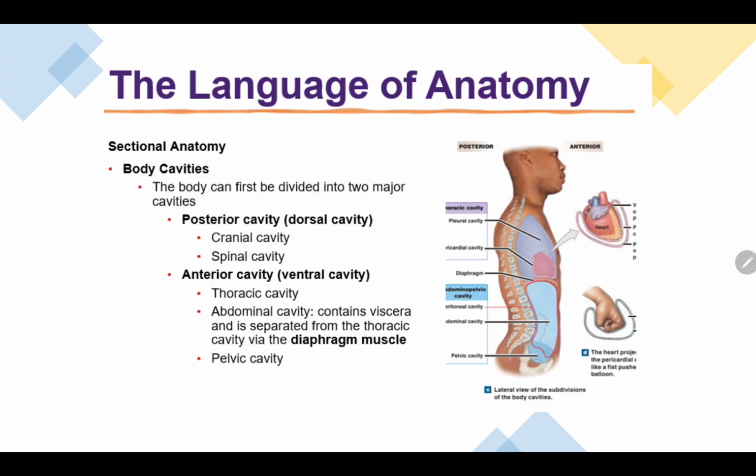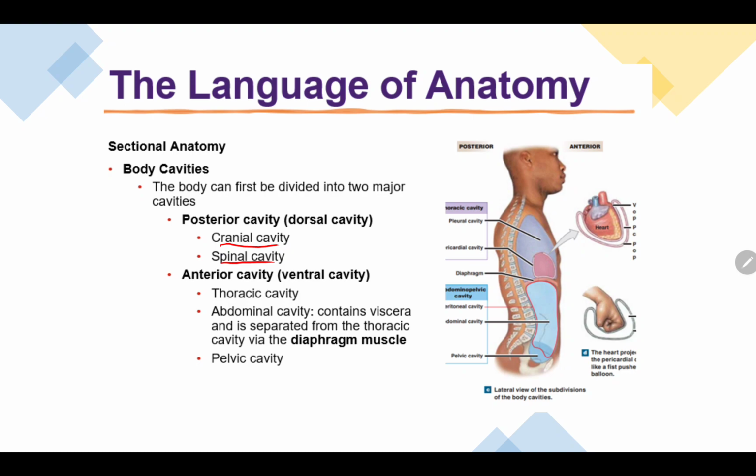Now, we also can divide the body up into different cavities. The body can first be divided into two major cavities. That's going to be the posterior cavity. The posterior cavity is the dorsal cavity, which consists of the cranial cavity and the spinal cavity, where your brain and your spinal cord lie respectively.